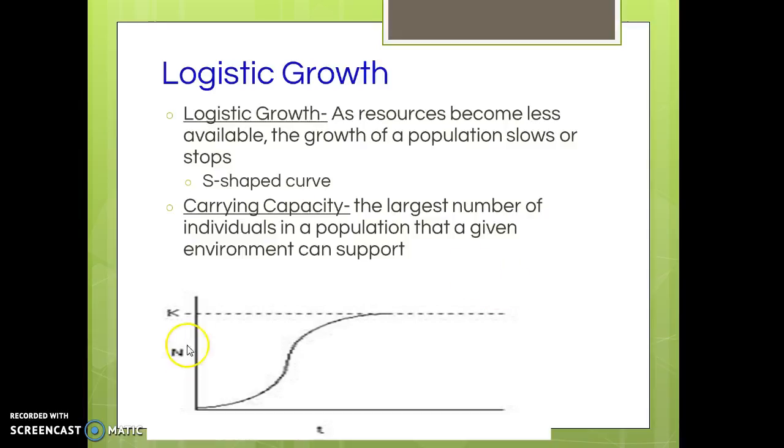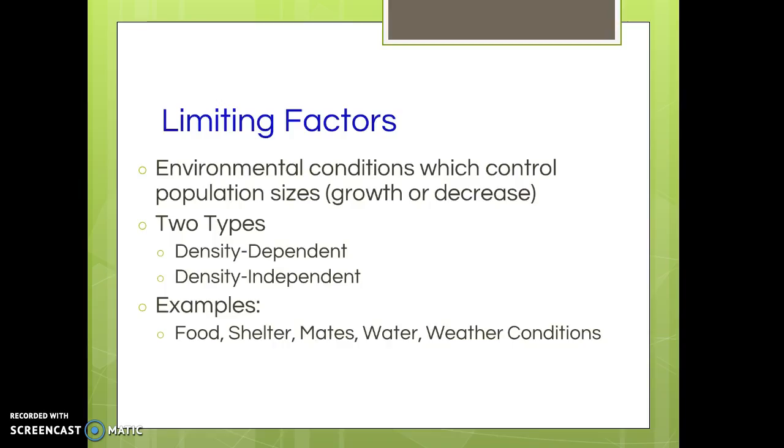This leveling off, or what we've labeled as K, the letter K, I don't know originally why they chose K and not C, but K represents the carrying capacity for that population. How big the population can possibly get given the resources that they have. So this is the largest number of individuals in a population given the environment that can support it. And it is directly related to the limiting factors that we're going to cover in a minute.